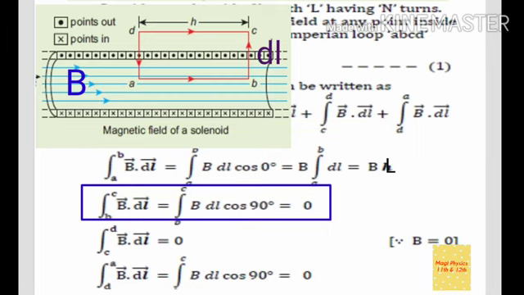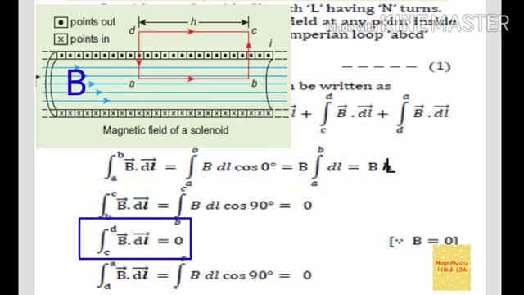The second term on the right hand side will become 0, because here the B vector and the dl vector are acting perpendicular to each other, so the angle theta will become 90 degree. Cos 90 will become 0, so the second term will become 0, because integral B to C B vector dot dl vector is equal to integral B to C B dl cos 90. Cos 90 is equal to 0, so this term will become 0.